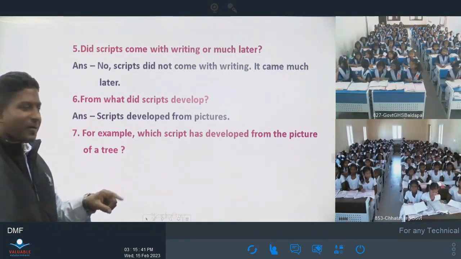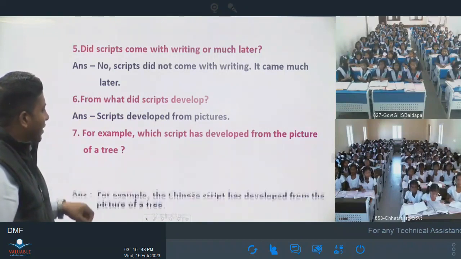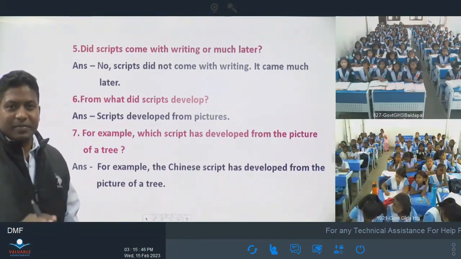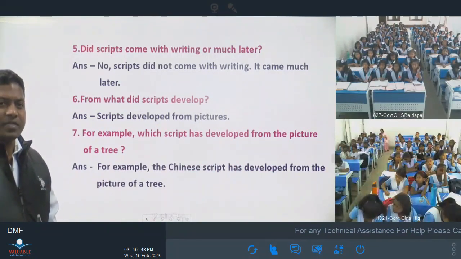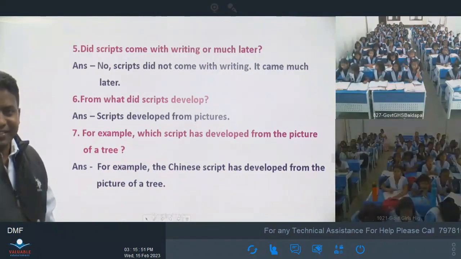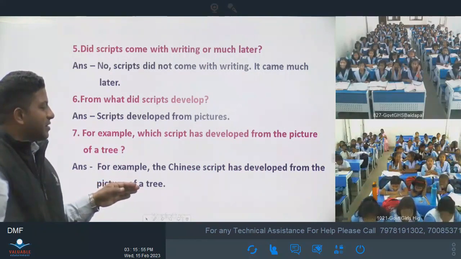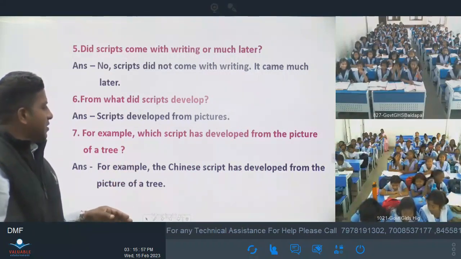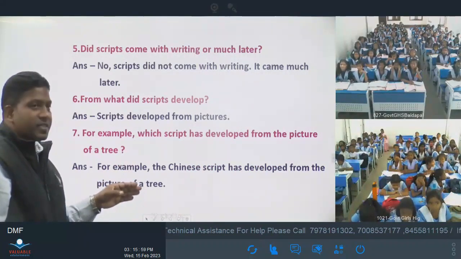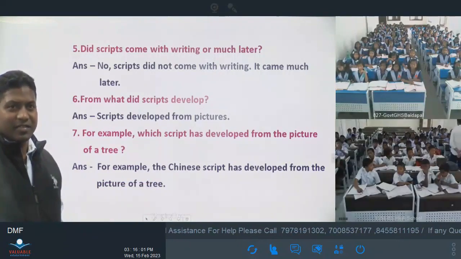Okay, for example, the Chinese script has developed from the picture of a tree, isn't it? Yes, the Chinese script has developed from the picture of a tree according to your lesson.